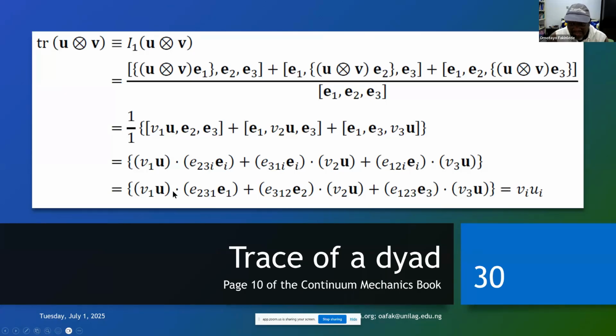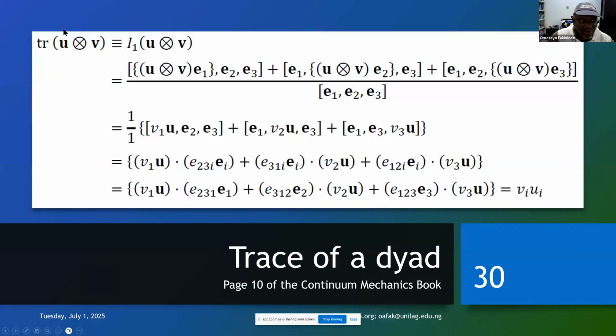If you now add this up, you are going to see that this is E231, this is 1. So you now have U dot E1, that is U1. E2 dot U2, this is U2. You will see that E231, E312, and E123, all of them are 1. So when you do the trace of U circle times V, what you just get is U dot V. That's all. So that is it.